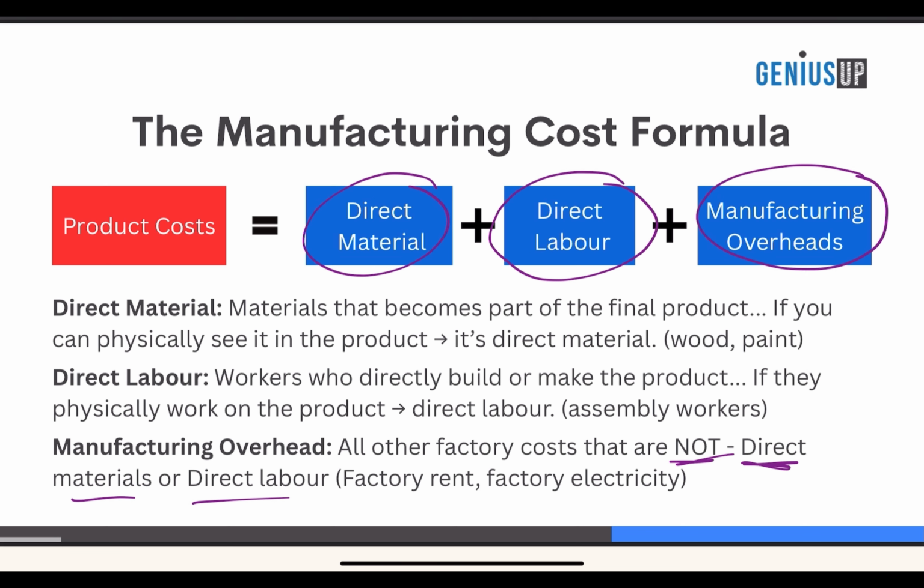I'll give you an example, like factory rent. We pay rent for the factory, but we can't specifically say 10% of the rent went to this specific product. Same thing with electricity. We can't realistically say 10% of our electricity went to the specific product. So that's usually your manufacturing overheads. These are costs that are not direct material, but at the same time, they're not direct labor, right? So they are manufacturing overheads. It's all the other factory costs other than direct material and direct labor.